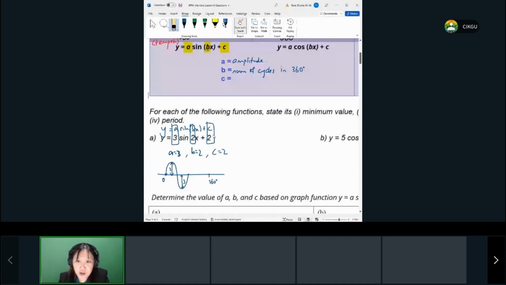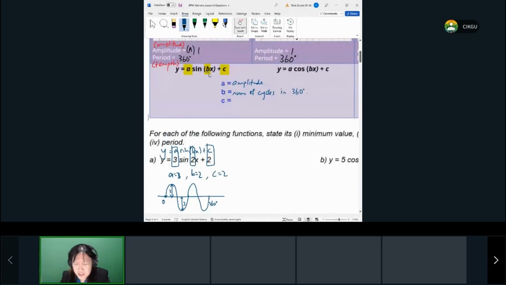But you get the point lah. Of course, the cycle has to be exactly the same lah. The shape, okay, they are repeated. Now like that, see, 1 and then 2 cycles within 360. Why? Because the B value is 2. So the B will always tell you the number of cycles.